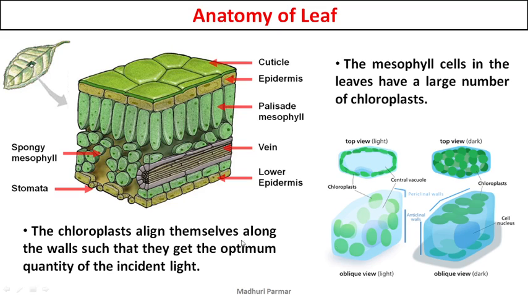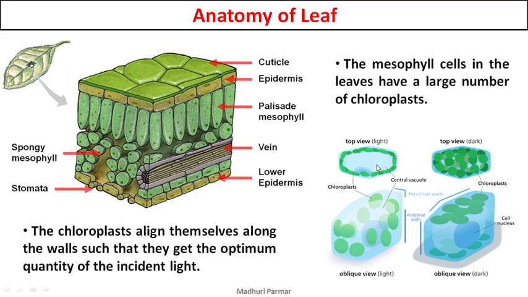The chloroplasts align themselves along the wall. In these cells, if you focus on them, the chloroplasts align themselves according to the light, depending on how much light is present, such that they get an optimum quantity of incident light. Whatever light is falling on them, they should be able to receive an optimum, which means a fair amount of light.